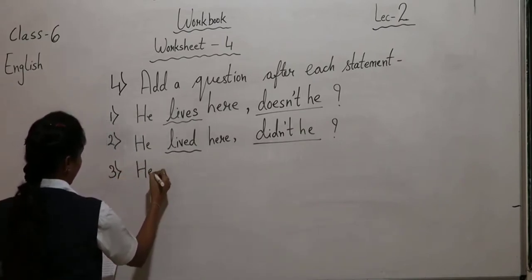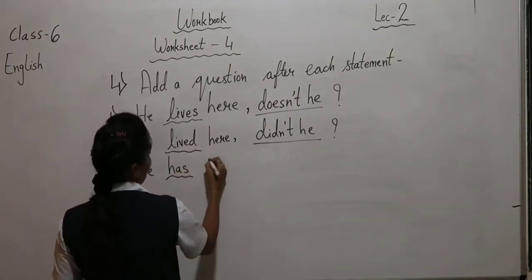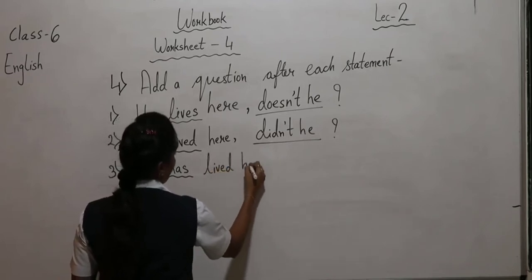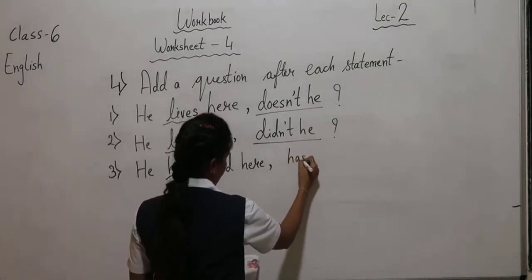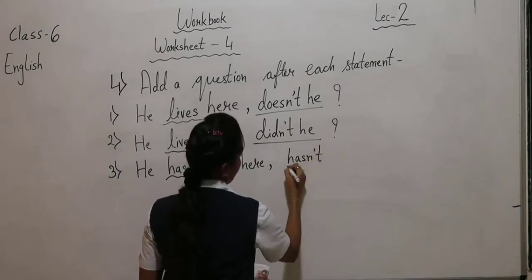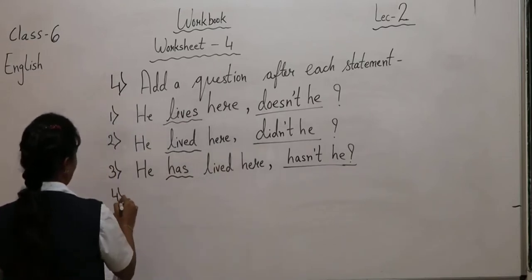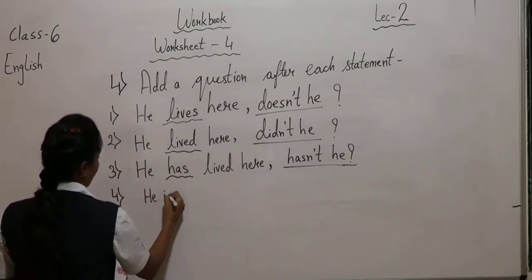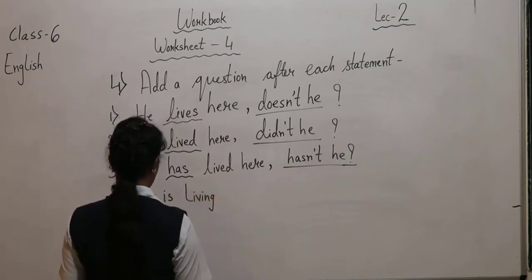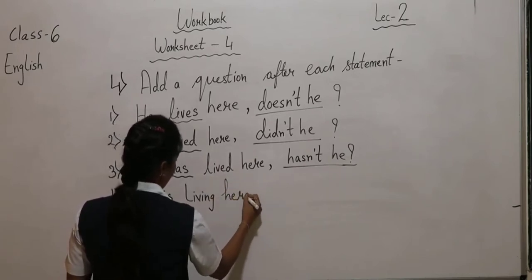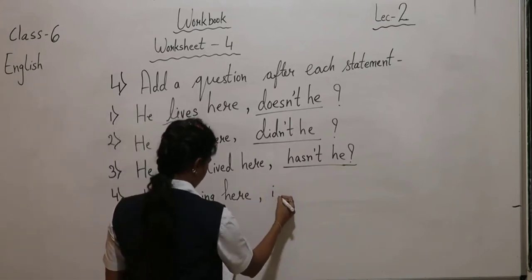Number 3. He has lived here. Hasn't he? Number 4. He is living here. Isn't he?